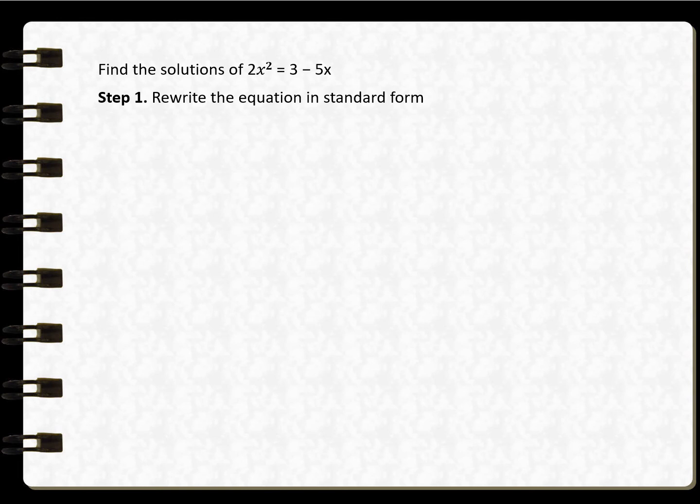So, let's have an example. Find the solution of 2x squared equals 3 minus 5x. So, the first step in solving this is to rewrite the equation in standard form. So, our standard form is ax squared plus bx plus c equals to 0. So, dapat mauna ang ating quadratic term, yung merong square, and then yung linear term, yung walang square, and then the last term is our constant term, yung walang kasamang variable. So, here's our problem. 2x squared equals to 3 minus 5x.